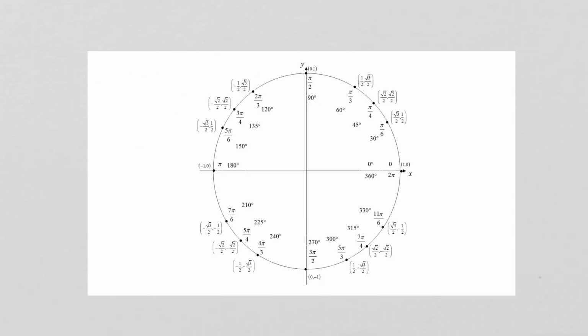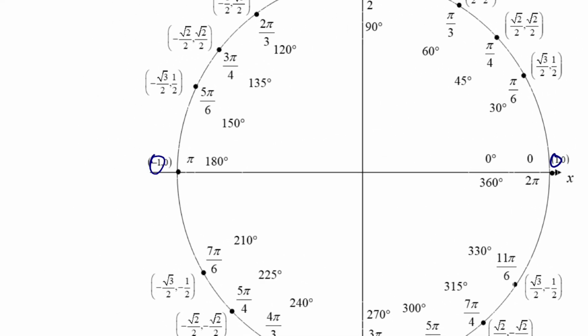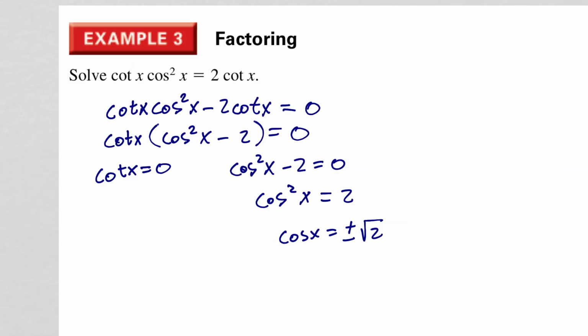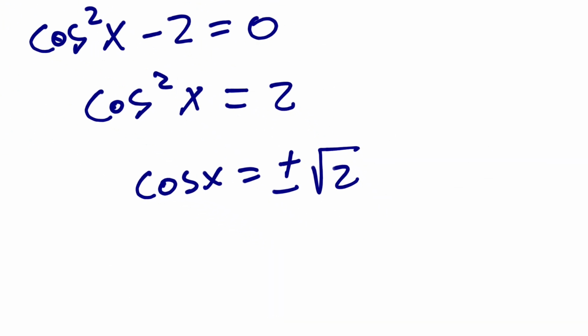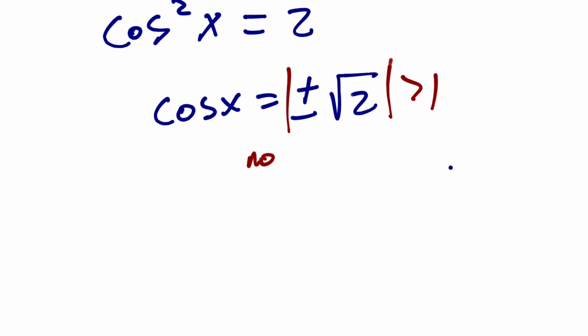If we try and go to our unit circle, remember cosine is the x coordinate. We'll notice that the biggest cosine ever gets is 1, and the least it ever gets is -1. And root 2, if I look at the absolute value of that, root 2 is greater than 1. So this does not produce any solutions. So there's no solutions to this one.